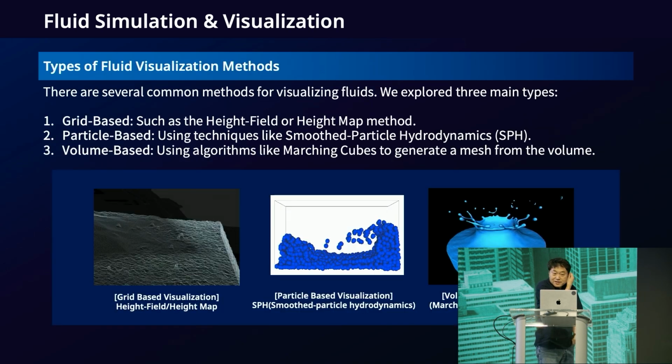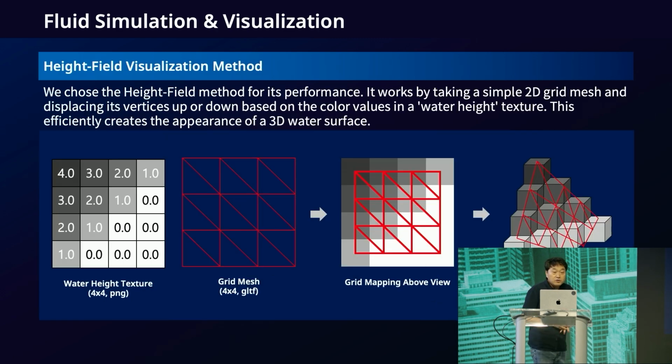So actually, there are several methods for visualizing fluids. We explored three types of fluid visualization. The first one is grid-based, such as the height field or height map method. Also, we explored the particle-based, just like the middle one. Also, we explored the volume-based, like the last one. And then we have chosen the first one.